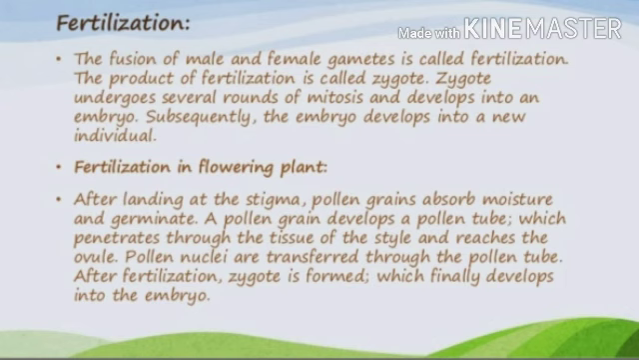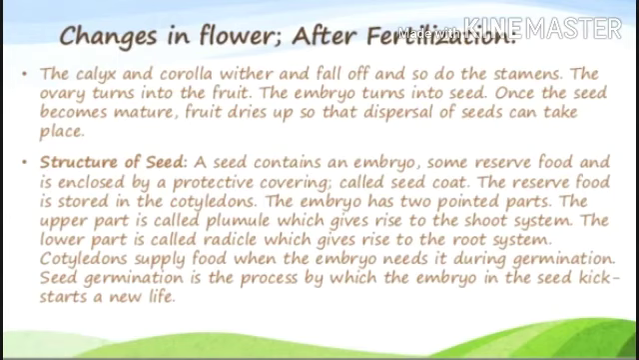Okay. Now, fertilization in flowering plants. After landing at the stigma, pollen grain absorbs moisture and starts germination. Pollen grain develops a pollen tube which penetrates through the tissue of the style and reaches the ovule. Then pollen nuclei are transferred through this pollen tube, and after fertilization, zygote is formed, which finally develops into the embryo.